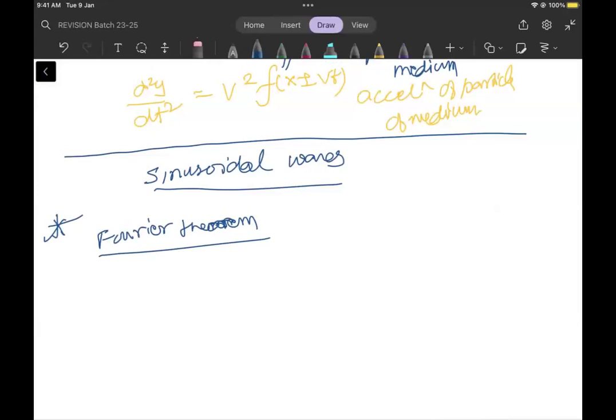One is Fourier transform and the other is Fourier series. Fourier theorem is related to Fourier series. And actually it is a very simple statement. It says that you take any function of x and you can actually express this function of x as a sum of sinusoidal terms, n number of sinusoidal terms.